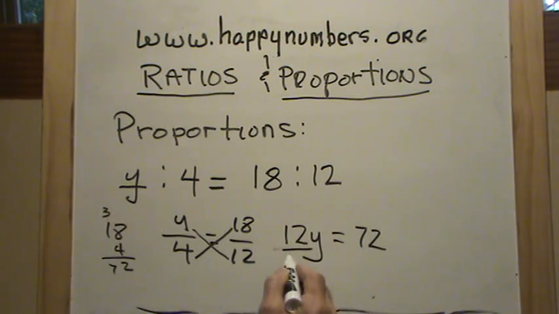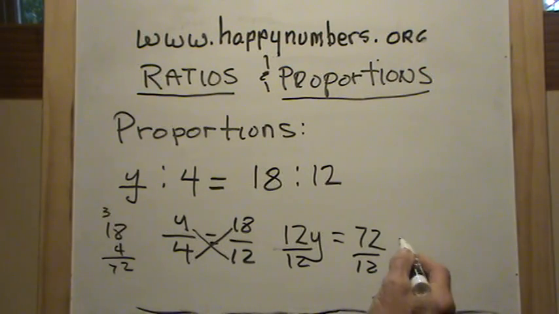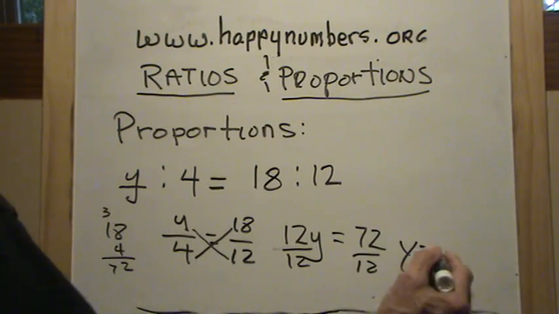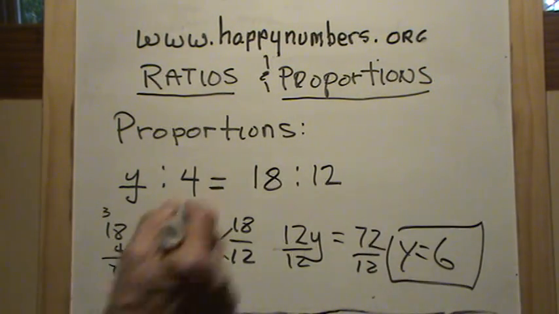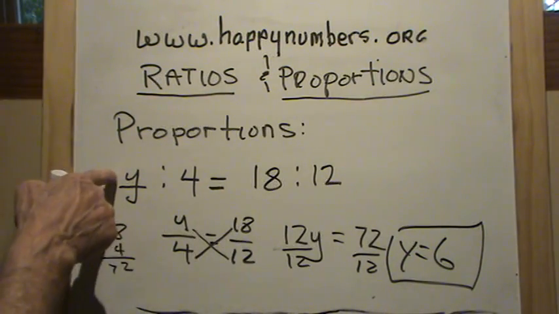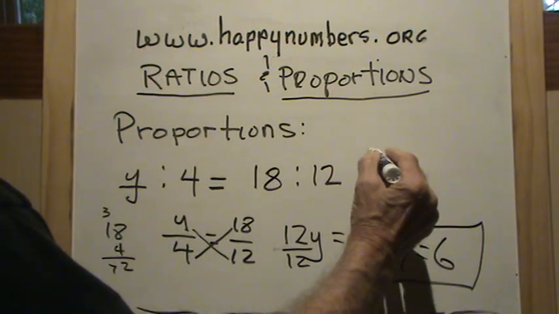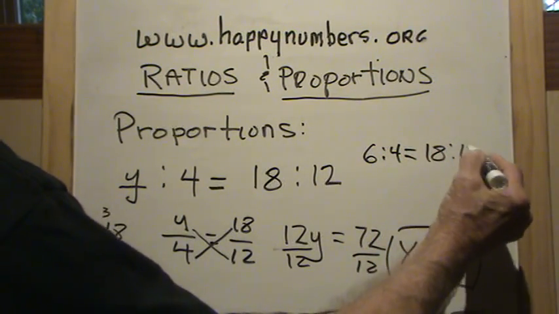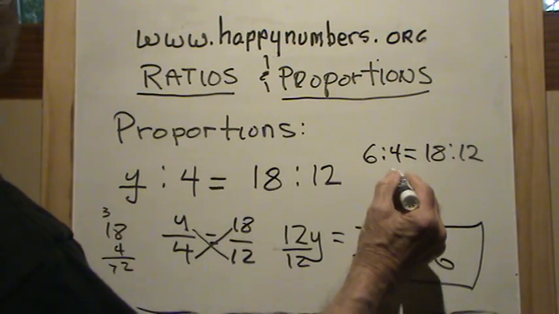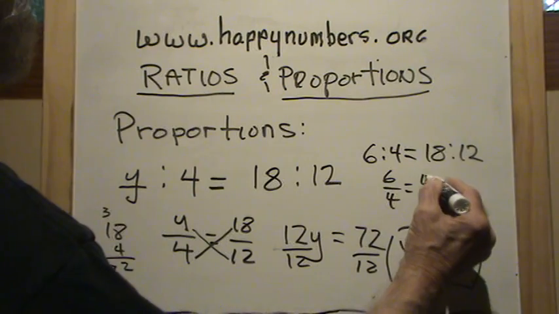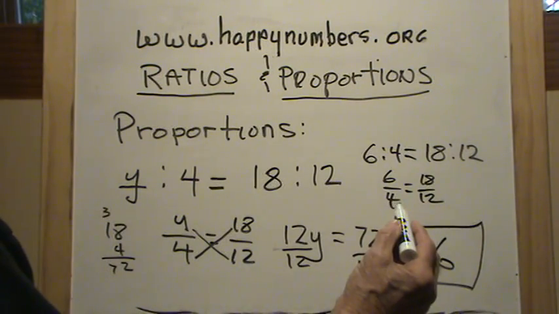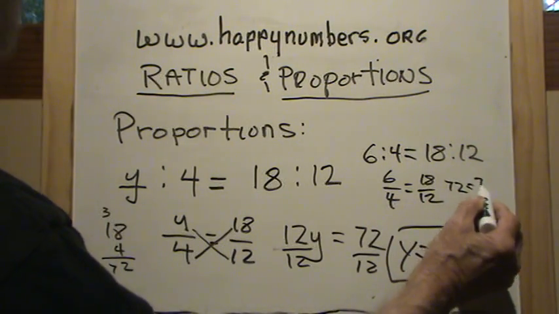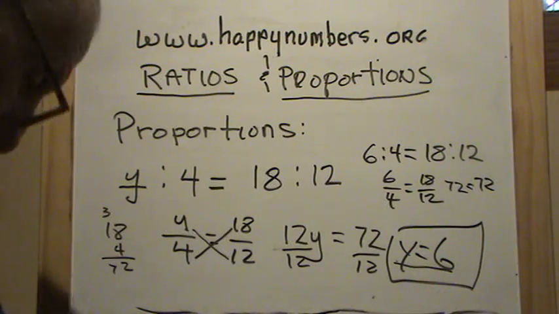This is multiplication, so I divide by 12, and y equals, and 12 goes into 72 6 times. So we've solved our proportion, and y is equal to 6. So now our proportion becomes 6 is to 4 as 18 is to 12. And if we multiplied 4 times 18, we'd get 72. And if I multiplied 6 times 12, I'd get 72. So I know that my solution is correct.